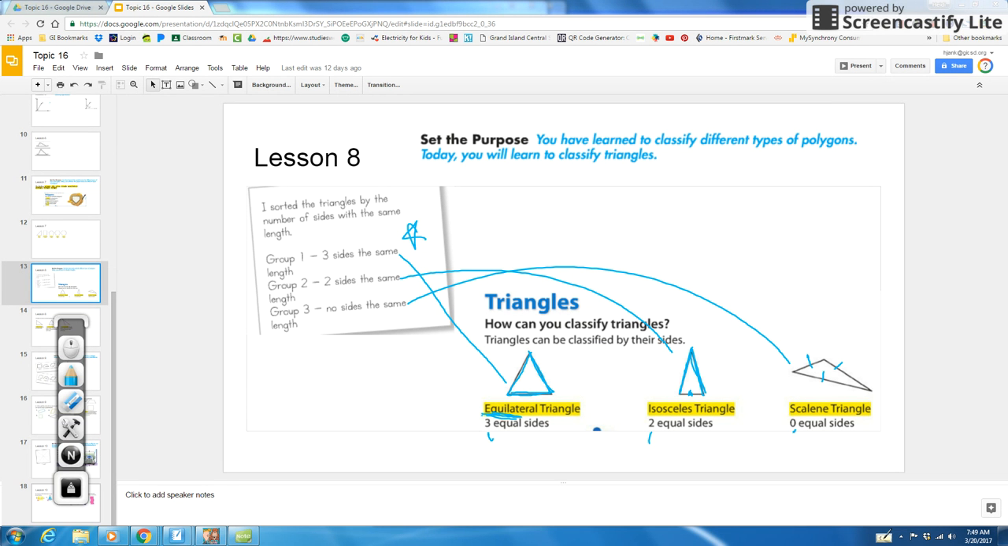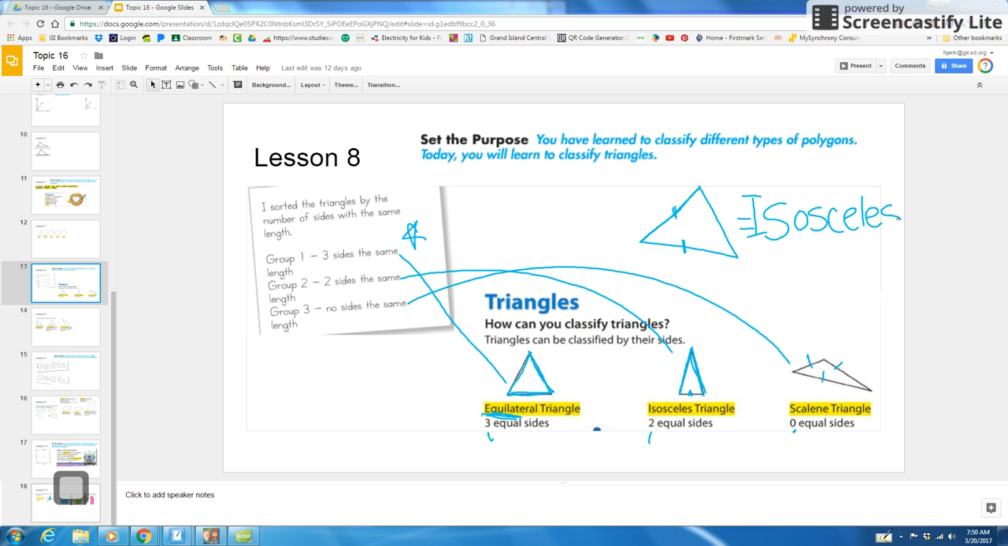So if I was to draw this triangle, and I told you these two sides I have the lines on are the same, what would you call that? And if you guessed correctly, it would be an isosceles.